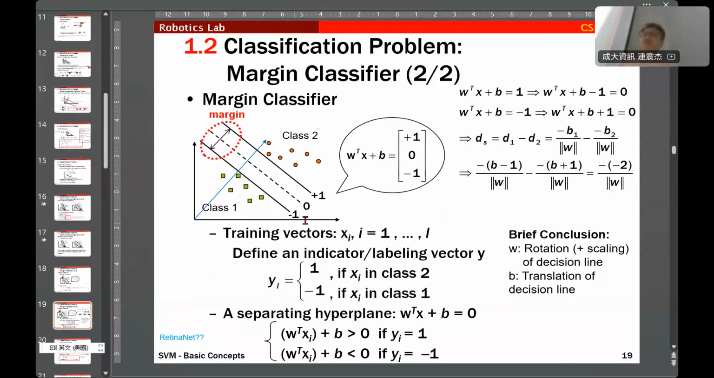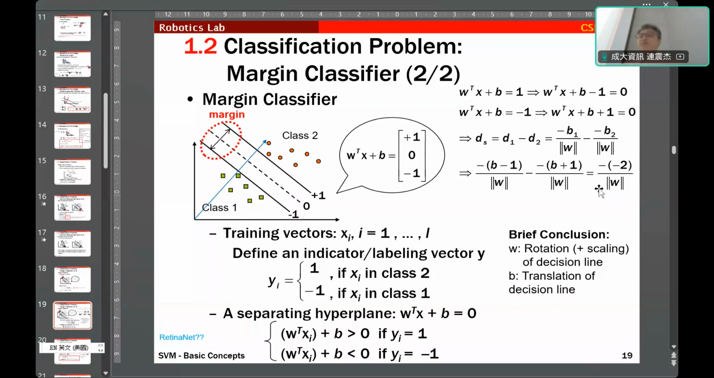So the distance of the margin, this one, equals D1 minus D2. So equal to this one. Okay. And then because this line is B, and one is a plus 1, one is a minus 1, so it becomes this one. So finally, you'll find that the distance of the margin is this equation.